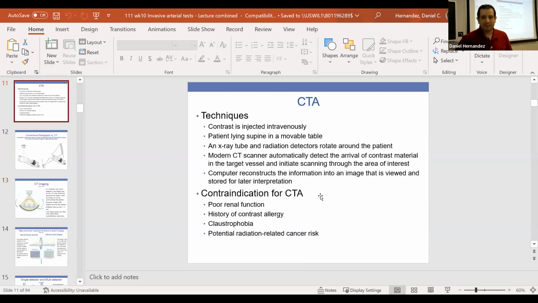With that CTA, again, we also need to utilize contrast to image those vessels as well. So again, patients who have poor renal function may not be a candidate for this. That's a consideration. Also patients who might be claustrophobic, though now the CT scanners are typically more open than they were in the past.